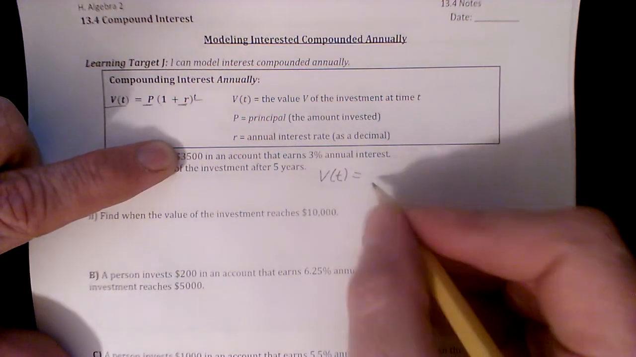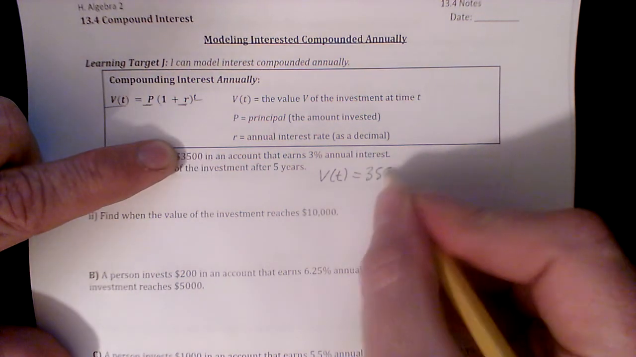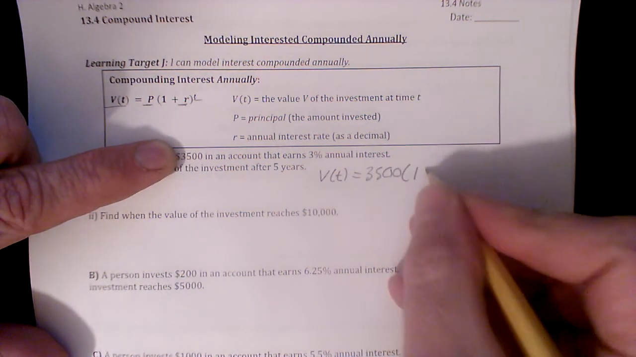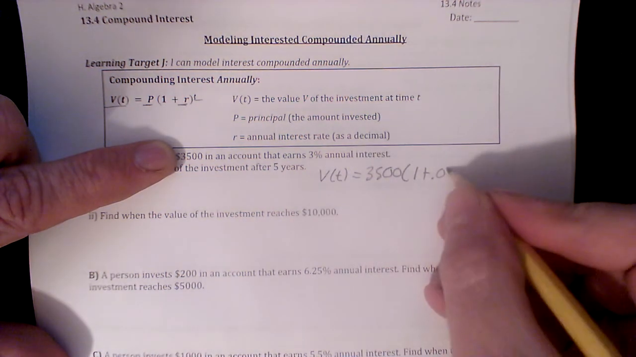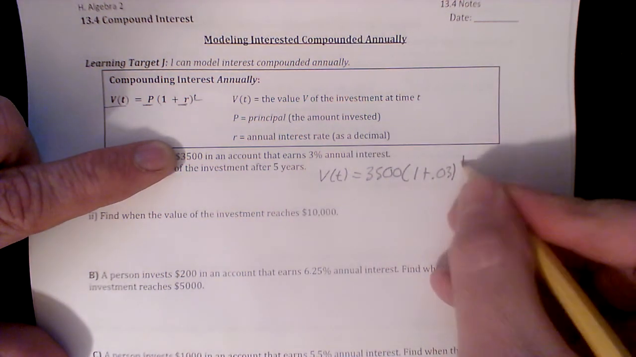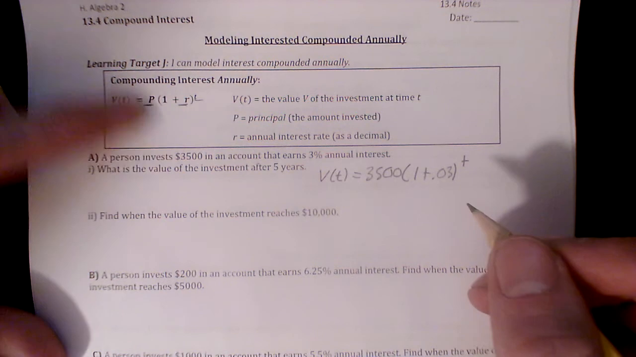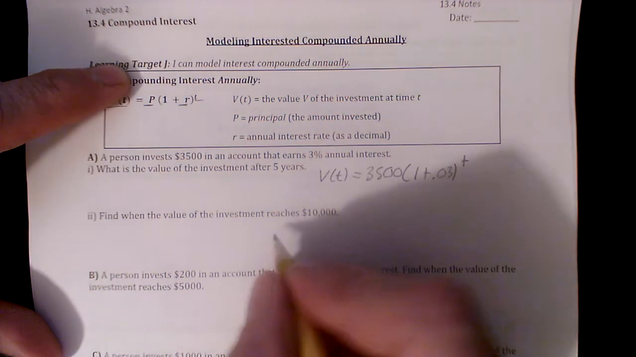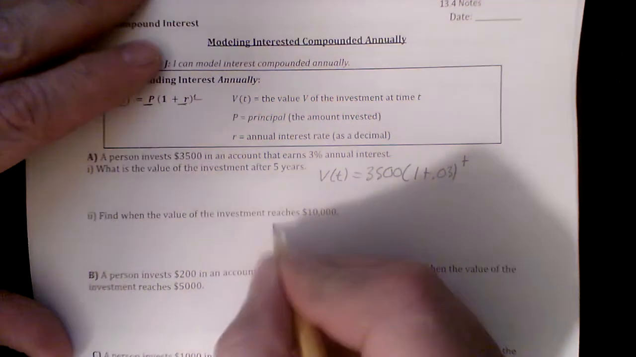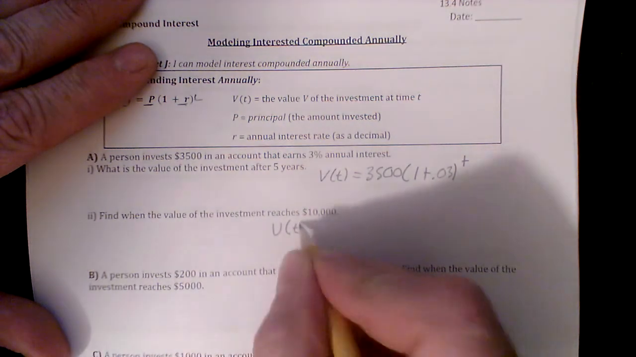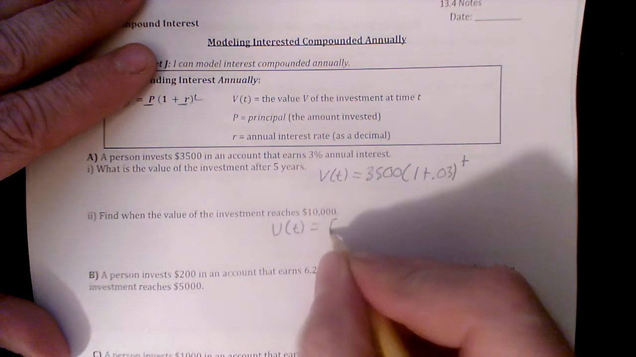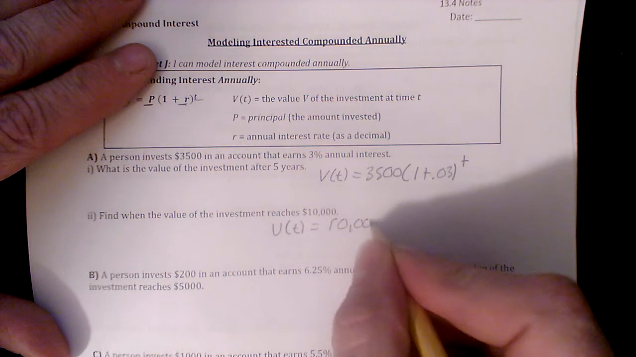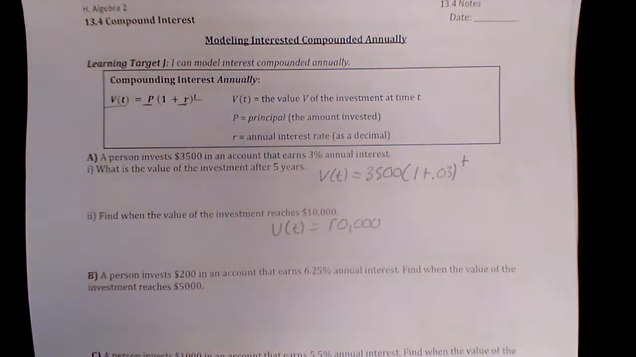Someone invested $3,500. That is our start, times 1 plus, looks like 3% annual interest, 0.03 over a period of time. All right. And down here it says we want to see when it reaches, I see there's a little bit more up here, but when it reaches $10,000, where our output is. So let's go ahead and pull this up.